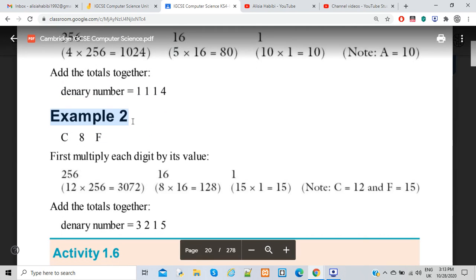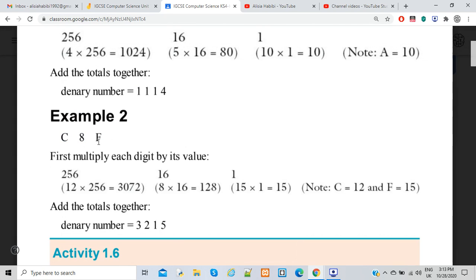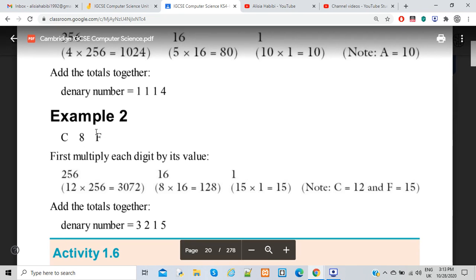The same thing goes for example 2. We have a hexadecimal value of C8F. Again, put the powers of 16 looking from right to left, from F, which is 16 to the power of 0, and then from 8, 16 to the power of 1, and C, 16 to the power of 2. So you just have to interpret these alphabetical letters into numbers, and we know C is 12.